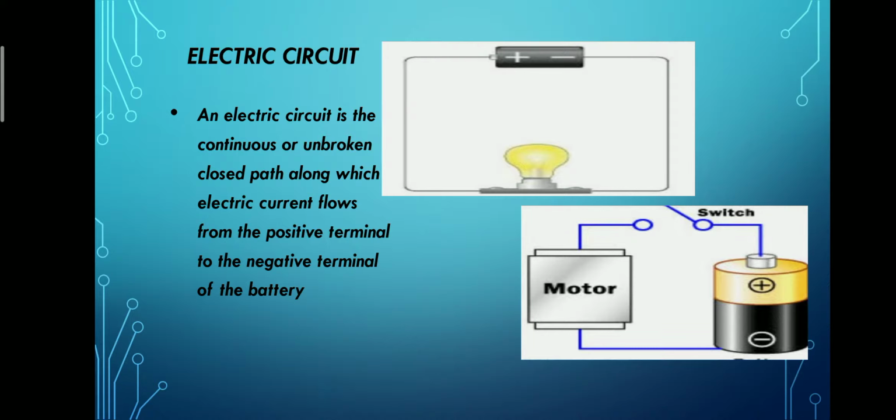And this is an example of a closed circuit, and this is an example of an open circuit. Here the switch is off. The switch is in the open position, so current doesn't flow, and this is an example of an open circuit.